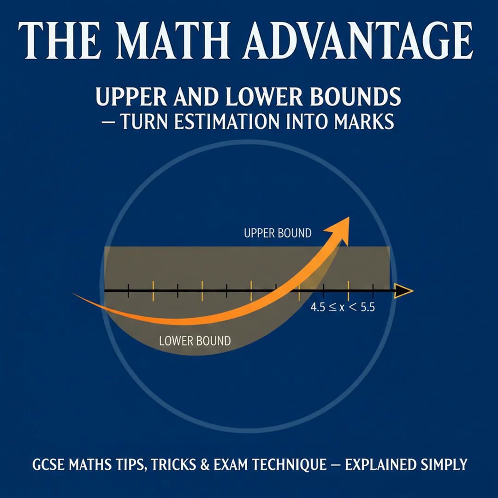Practice challenge. Try these now. Prompt 1, 5 minutes. A cylinder has height 12.1 centimeters and radius 3.2 centimeters, each to 1 decimal place. Find bounds for the volume. What 3 lines would you write to secure method marks? Hint, bounds for R and H, then V equals pi R squared H, inequality.